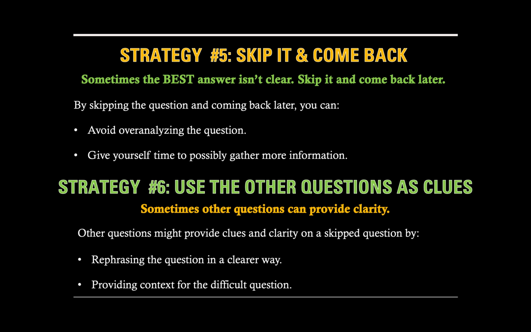By doing that, you can also utilize strategy number 6, and this is use other questions as clues. Sometimes the other questions you come across will provide clarity for the questions you've been struggling with. How does it do that? A lot of times they'll rephrase the question in a clearer way or provide information that makes that question clearer. And that's by providing context for the difficult question, right? So let's say it's about one specific text and you're struggling. Well, by reading the other questions, you're going to learn more about that text, and that's going to help you.